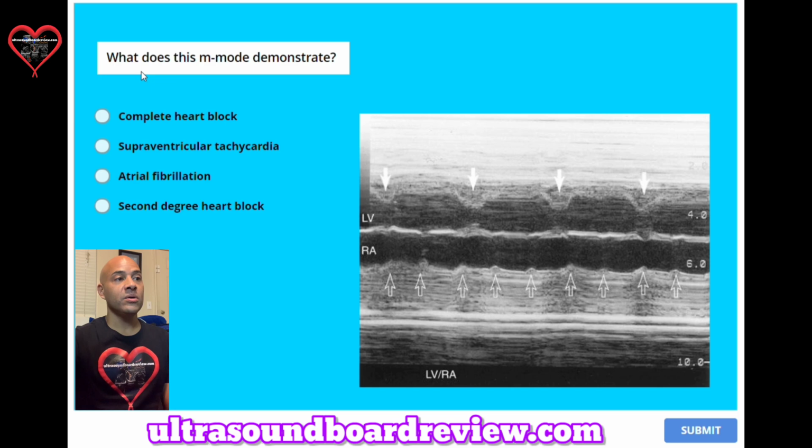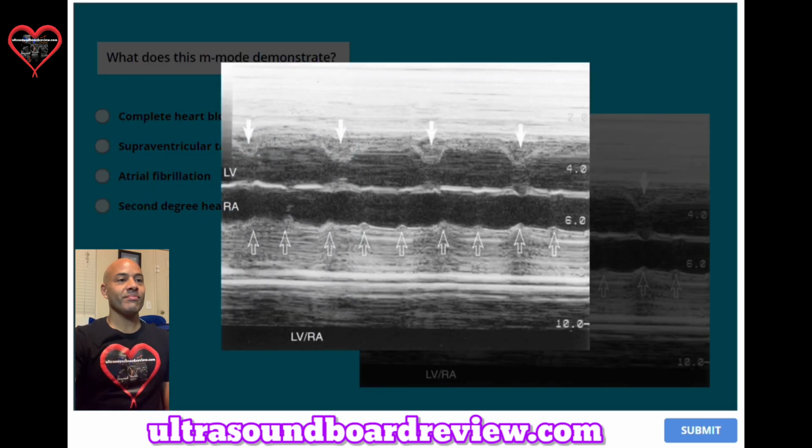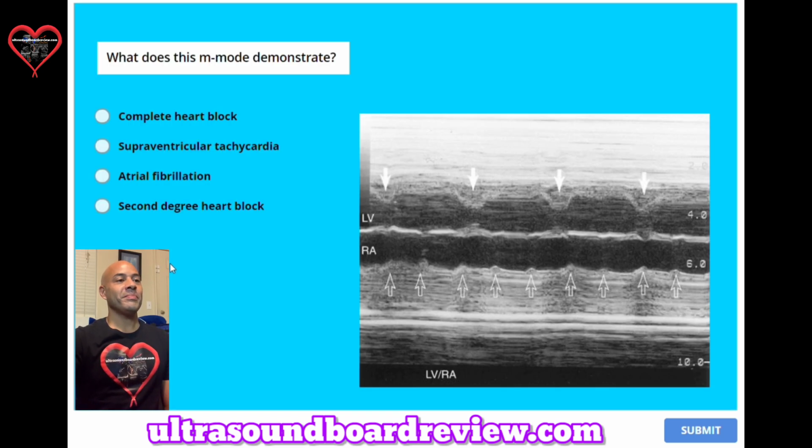Question 59. What does this M mode demonstrate? A, complete heart block. B, supraventricular tachycardia. C, atrial fibrillation. Or D, second-degree heart block. The answer is A, complete heart block.